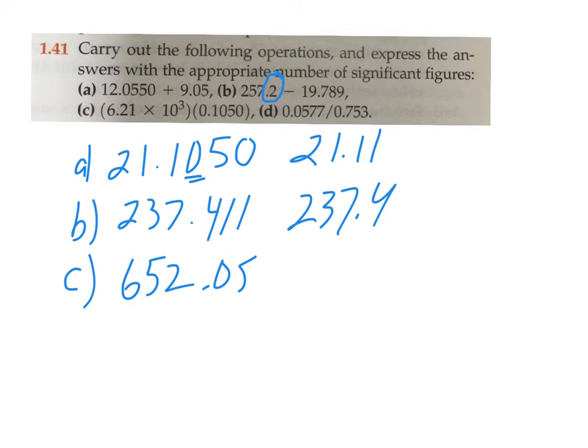For part C, when you multiply the two numbers together in your calculator, you should get 652.05. Since this is multiplication, we're going to count the number of significant figures. The first one has 3, the second one has 4. So my answer is only going to have 3 places of accuracy. So my answer should be 652.